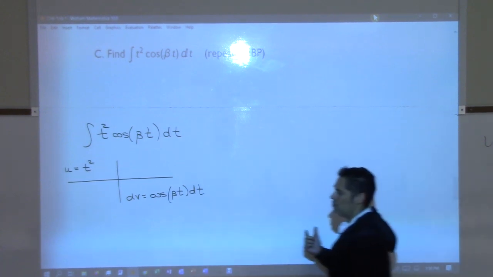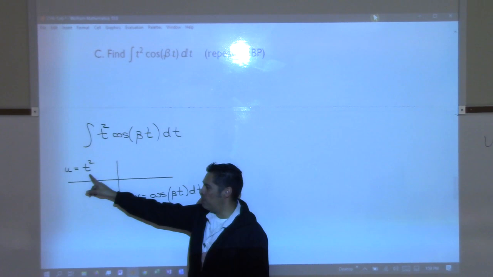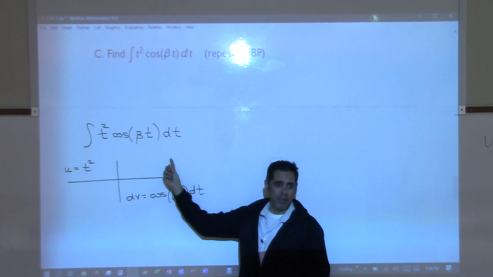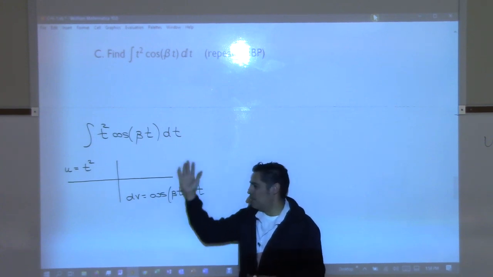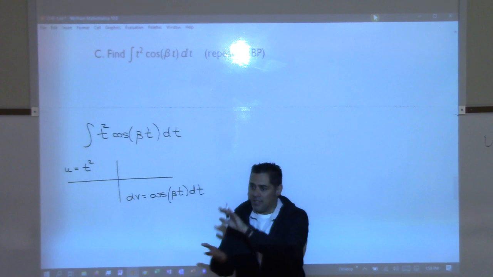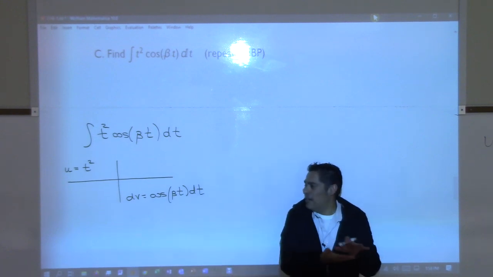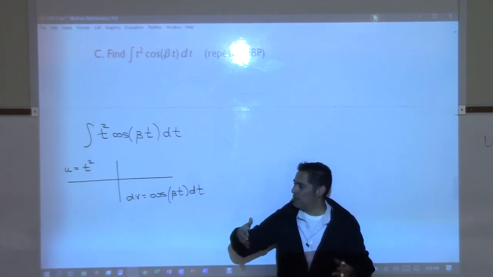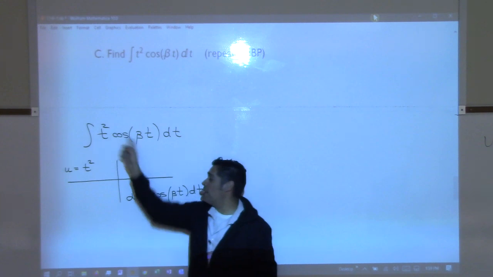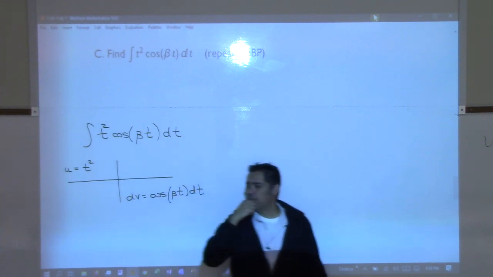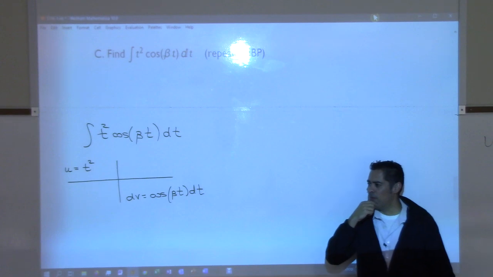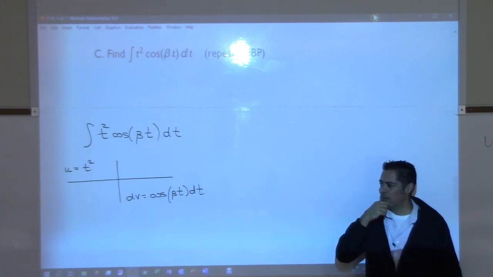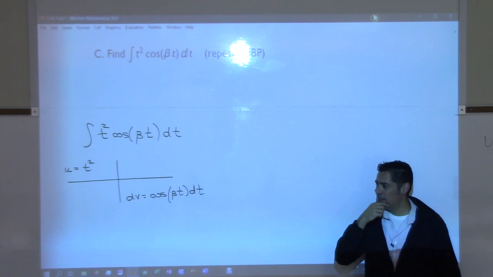So in the new integral, you're going to have the derivative of that, which would be 2t, and the antiderivative of this, which will be sine with some crap with it, right? But it'll be sine. So your new integral is going to have t in it and sine of beta t with some constants. But you won't have t squared, you'll have t. Which means you might have to do what with that new integral? Maybe do it again. You might have to do integration by parts again to kill the t off.